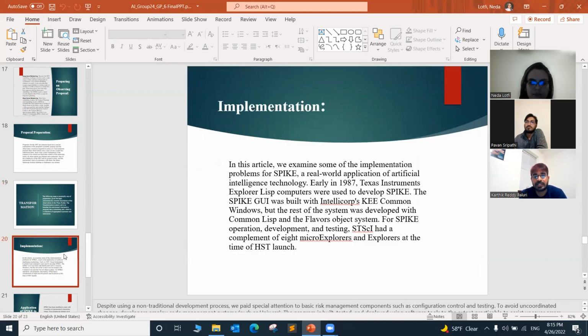Implementation. In this article, we examine some of the implementation problems for Spike, a real-world application of artificial intelligence technology, early in 1987. Texas Instruments Explorer Lisp computers were used to develop Spike. Spike was built with Intellicorp Common Windows, but the rest of the system was developed with Common Lisp and the Flavors object system. For Spike operation, development and testing, STScI had a complement of 8 MicroExplorers and Explorers at the time of HST launch.